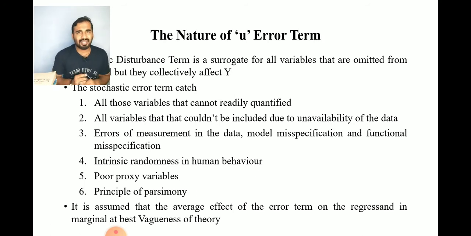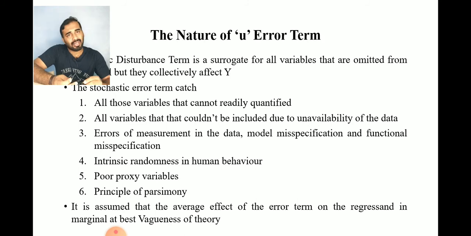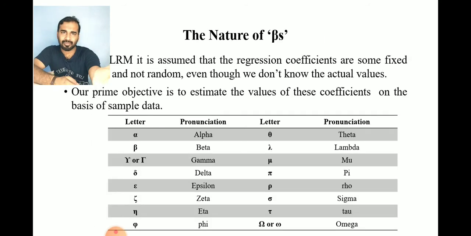And sometimes the theory may be vague. In that case also we can rely on the error term. So these are certain reasons why we include the error term in the equation. Clear?